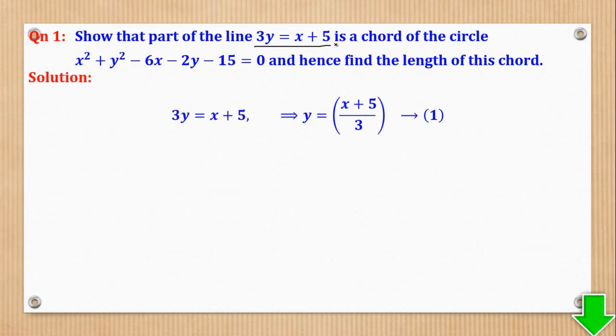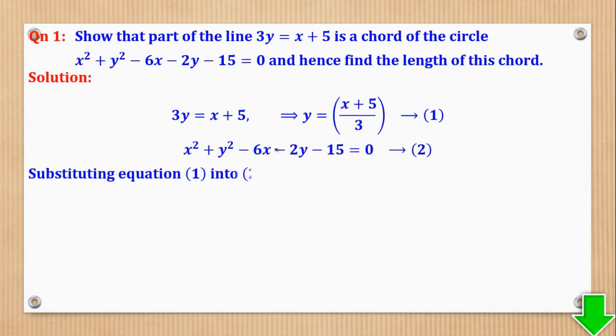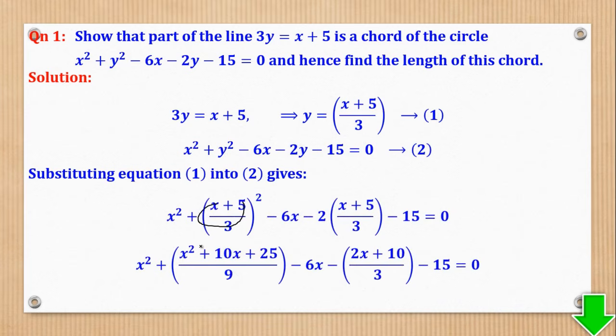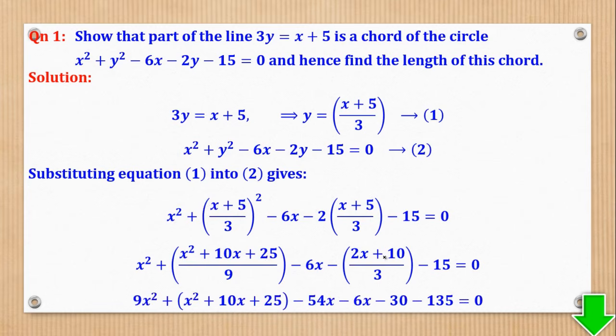So given this line, we shall rearrange and make y the subject to come up with equation 1. Then in this equation 2, which is the equation of the circle, we shall substitute equation 1 into equation 2 to come up with that. So where there is y, we put there that. Then when I expand this, I'll come up with this. And when I take these two inside, I'll come up with this. Then cross multiply out by the LCM, I'll come up with that.